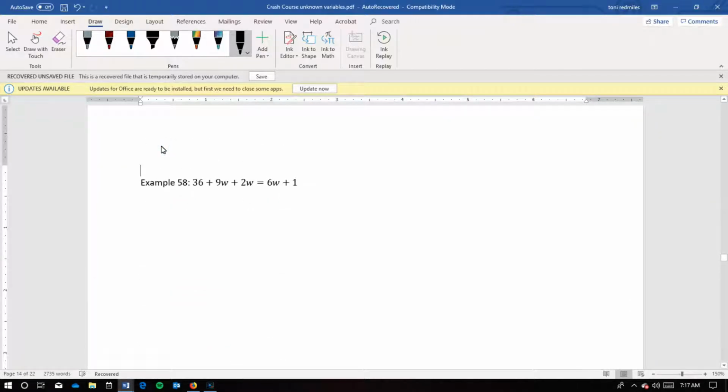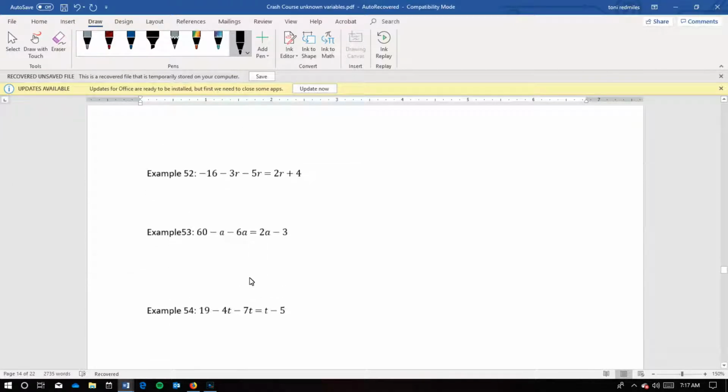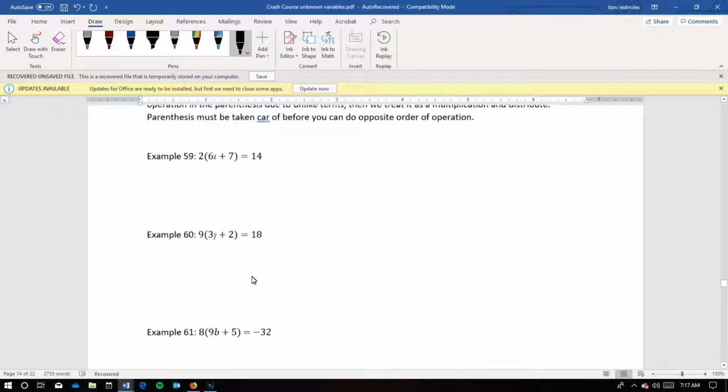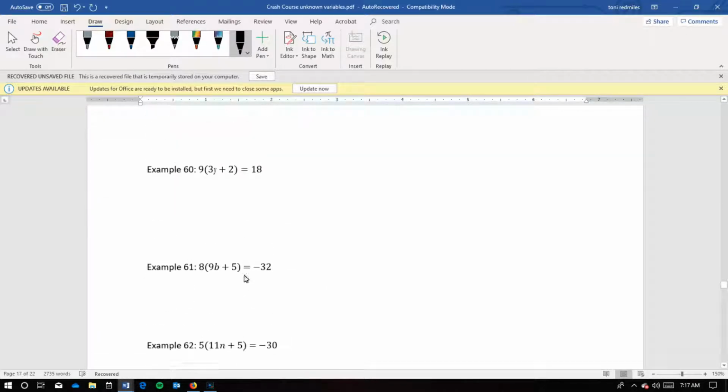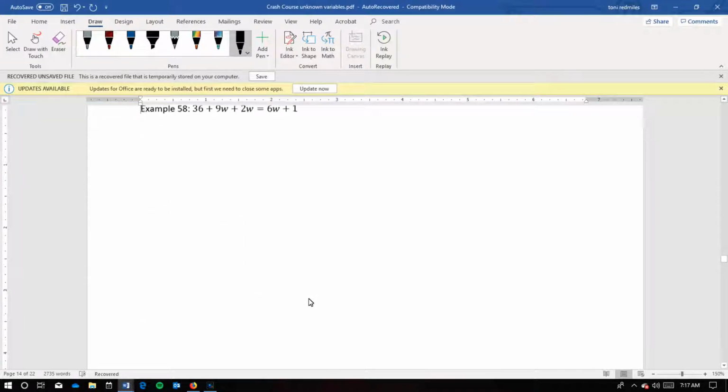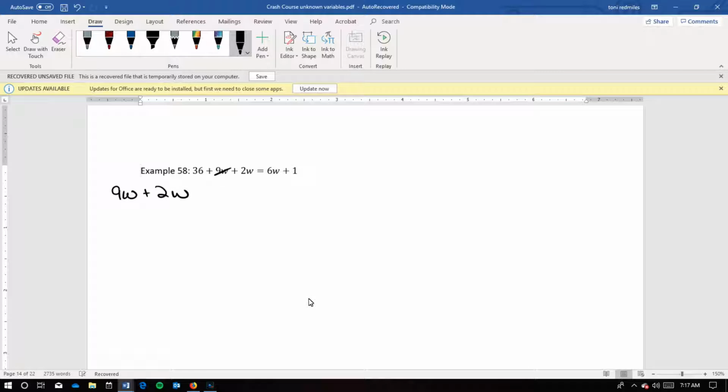We are getting there. Almost to the end, 70 problems, and we are at 58. About 12 more. All right, so I want my 9W, my 2W. I'm going to bring this W from the other side and make it a negative W. That leaves me with a positive 36 equals 1.